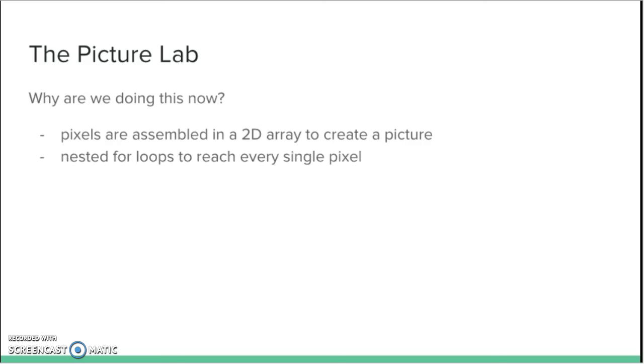Okay, so why are we doing this now? Pixels are assembled into a 2D array to create a picture, and we've already talked about how to go through all of the items in a 2D array. So that's why we're doing it now. We'll be using nested for loops to reach every single pixel in a picture. So if you are hazy on nested for loops, you should go back and review.